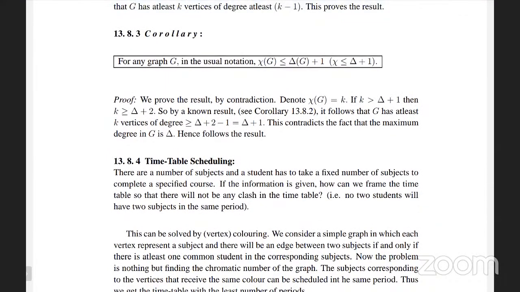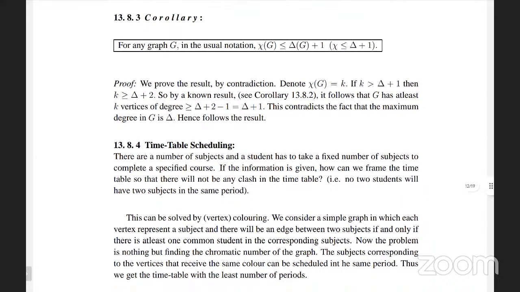If I take k greater than delta plus 1 from the above theorem, it is k greater than or equal to delta plus 2. From this, G has at least k vertices of degree always greater than or equal to delta plus 2 minus 1, so that it is delta plus 1 only. Delta plus 1 means k is greater than delta plus 1. So it is considered that the maximum degree of G is delta only. So our required result is 2.